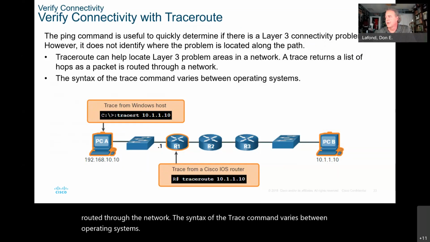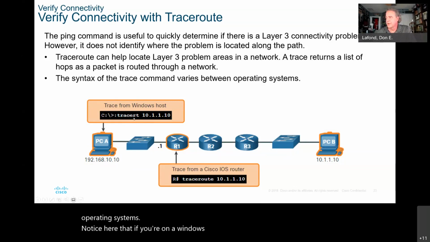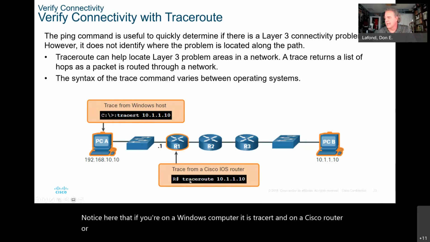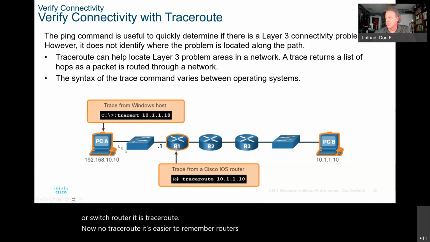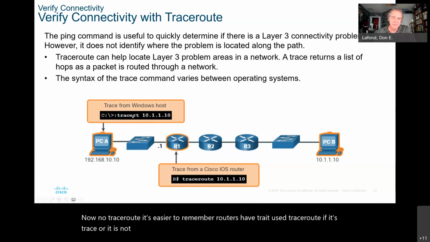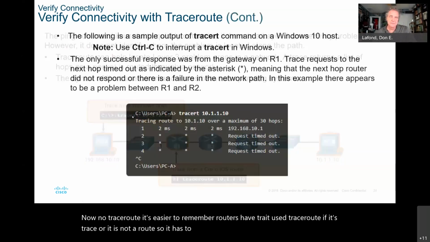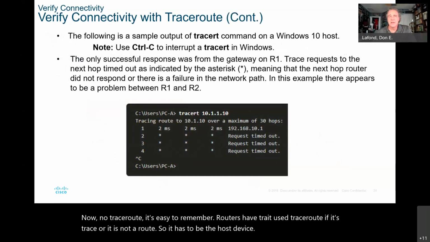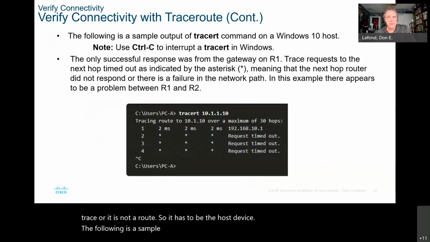Notice here that if you're on a Windows computer, it is tracert, and on a Cisco router or switch, it is traceroute. Now, note traceroute, it's easy to remember. Routers use traceroute. If it's tracert, it is not a router, so it has to be the host device. The following is a sample output of a tracert command on a Windows 10 host computer.